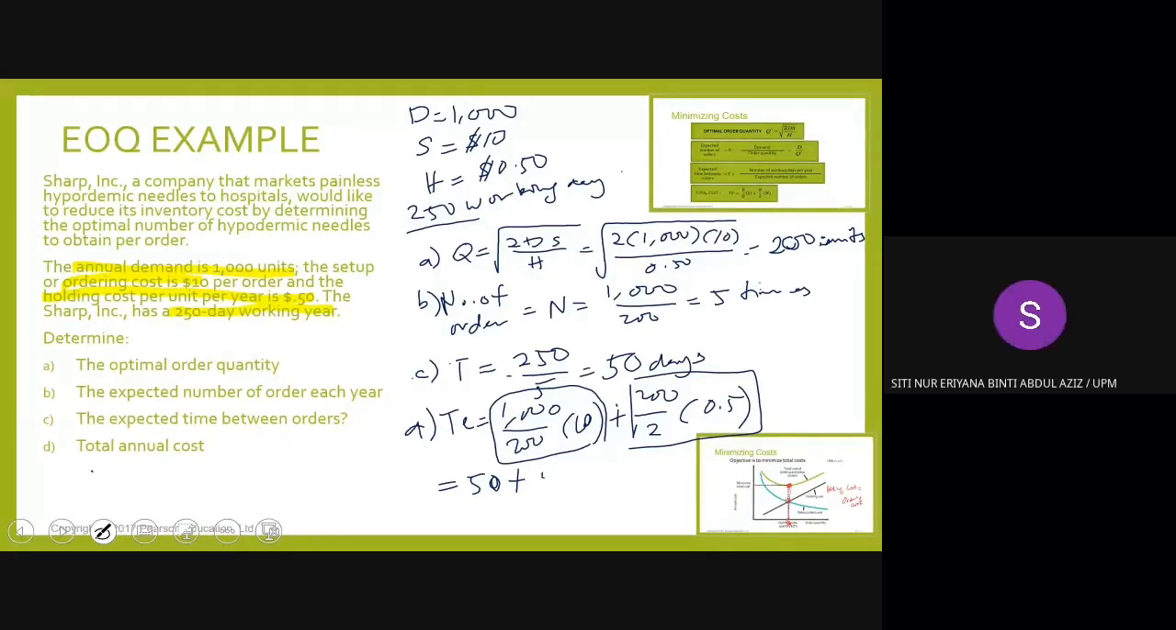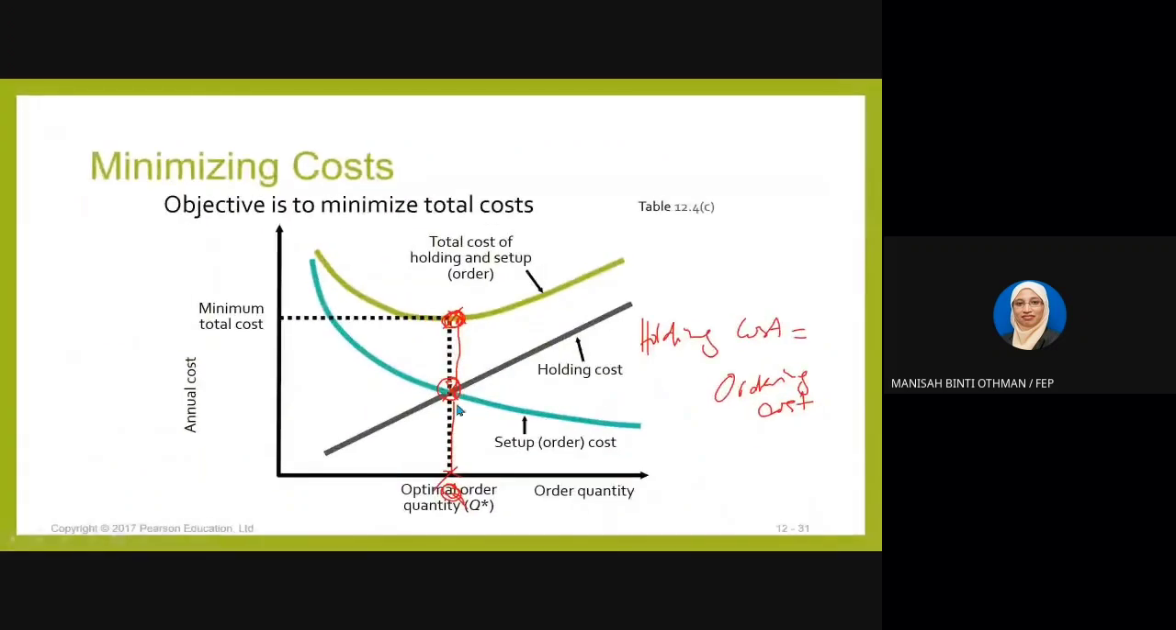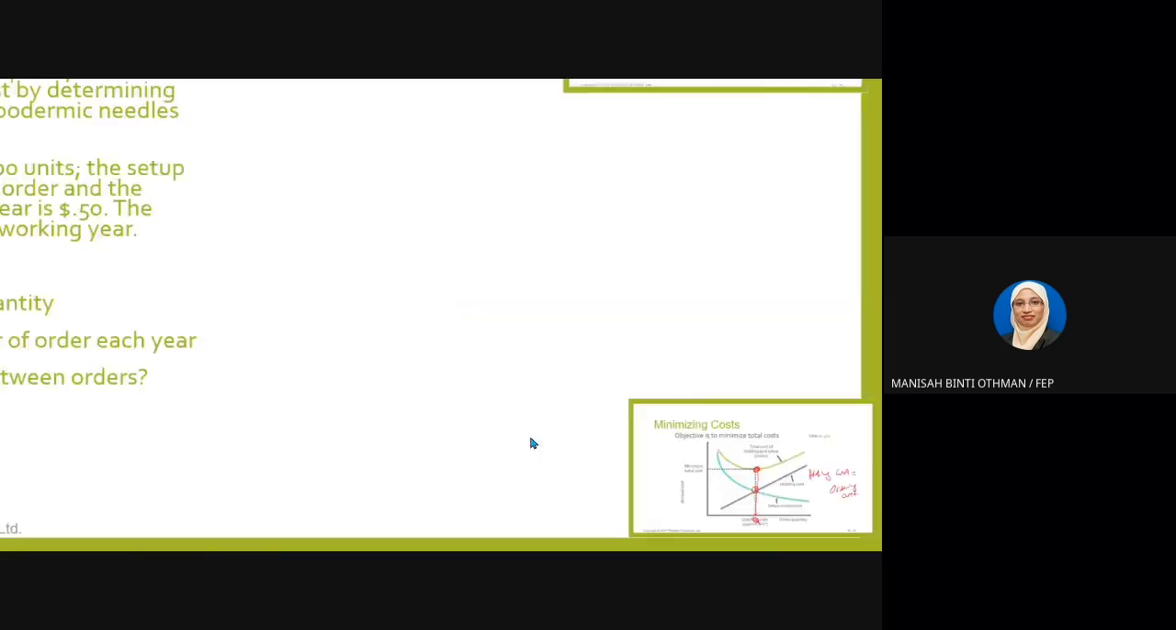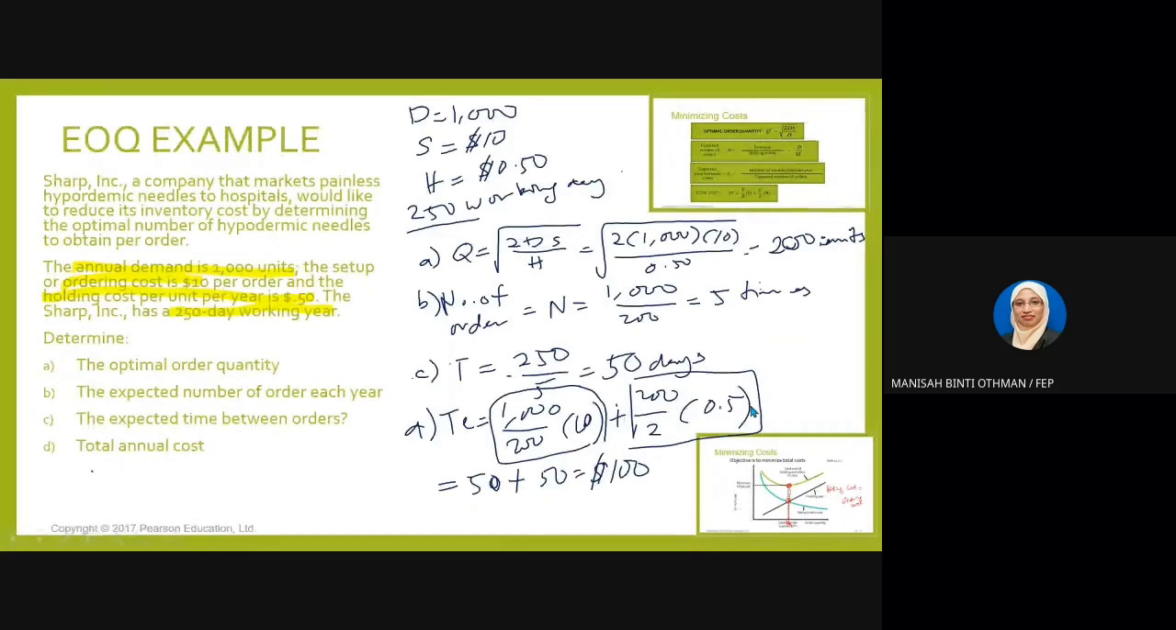50 also 50. Okay, so that equals 100 cost here. Remember the principle here: when you refer to the graph, the principle of EOQ is at which point? At the point where holding cost equals ordering cost. Okay, so holding cost equals ordering cost. Can you see the numbers here? This equals to here.